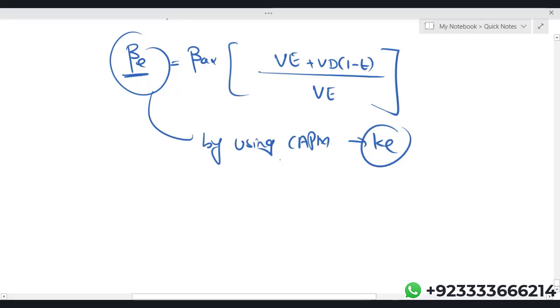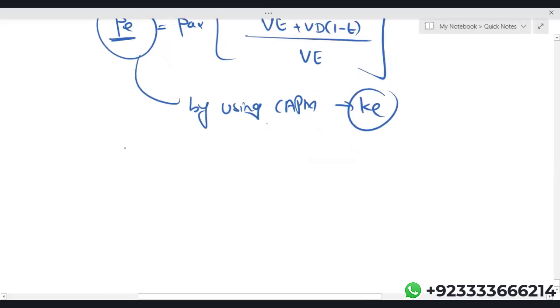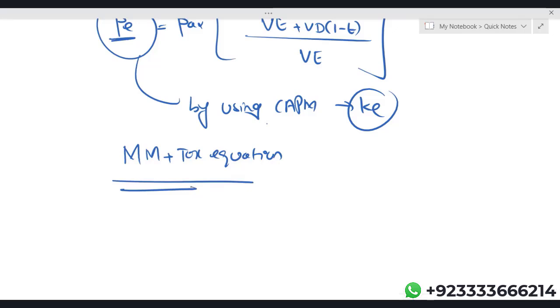When the beta approach is not possible, even though we need it, then we go for the plus tax equation, the Miller and Modigliani tax equation. That is proposition 2. Always remember one point: the plus tax equation is the alternative of CAPM. Repeat: the plus tax equation is the alternative of CAPM. And when do we use this plus tax equation? When we need beta and it is not given to us.